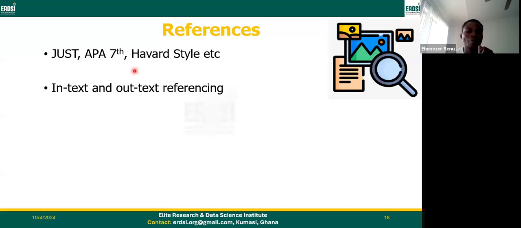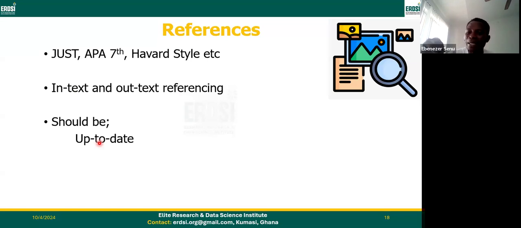Then the reference should have both in-text and out-text reference because it's very, very important. You cannot write a chapter one without a reference. It should be up to date. You cannot be talking about the prevalence of a condition, like prevalence of HIV, prevalence of mpox, then you go and reference prevalence that has been reported in 2015, while there is data from the WHO website in 2024. It should be up to date and it should be relevant.